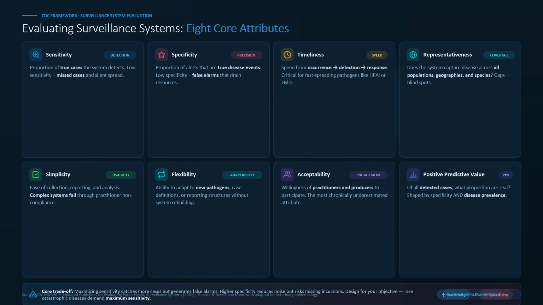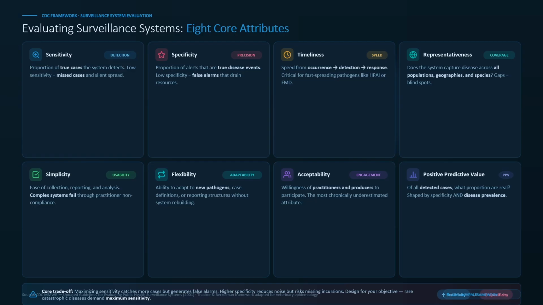Here's the critical insight. No surveillance system excels at all eight at once. Trade-offs are inevitable. Maximizing sensitivity catches more cases, but generates false alarms and erodes PPV. Tightening specificity cuts the noise, but risks missing an incursion. Designing and evaluating surveillance means consciously making those trade-offs in line with the system's primary purpose.